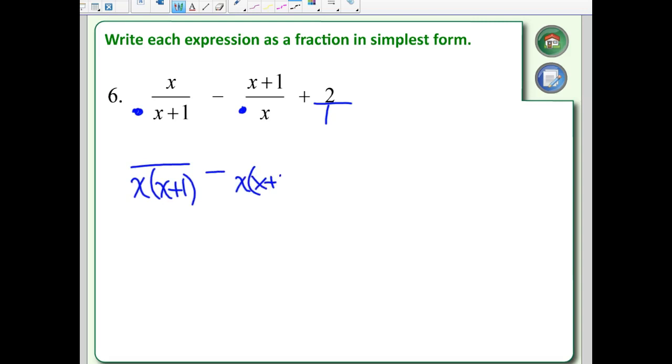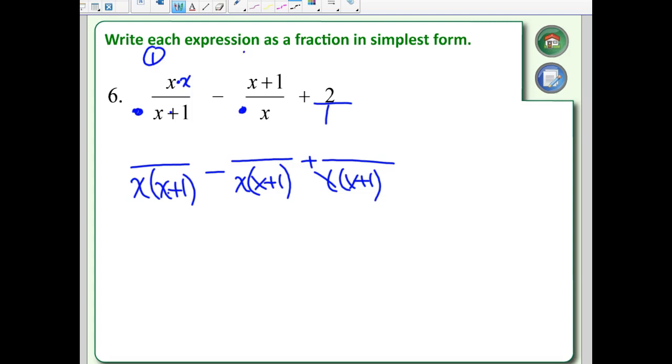Now, I've got to get 3 equivalent fractions this time, okay? And so this is x times x plus 1. So let's look up here. If I look at the first fraction, we're looking at fraction number 1, I've got my x plus 1 and x plus 1, so we're going to multiply the numerator by x. Remember how we get our equivalent fractions?